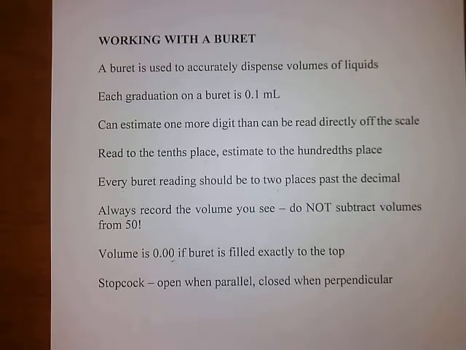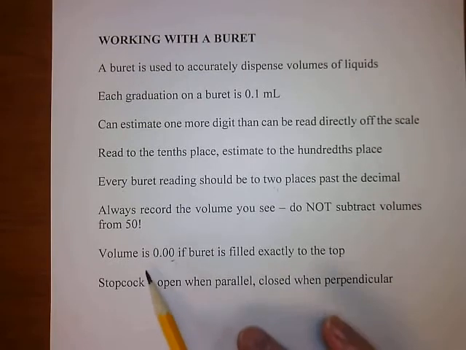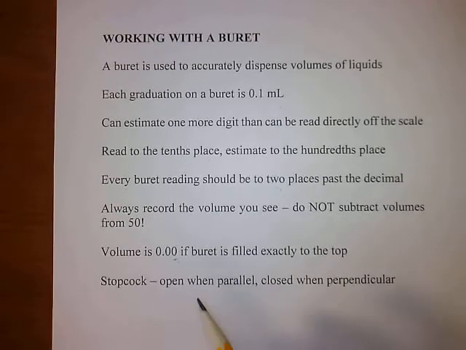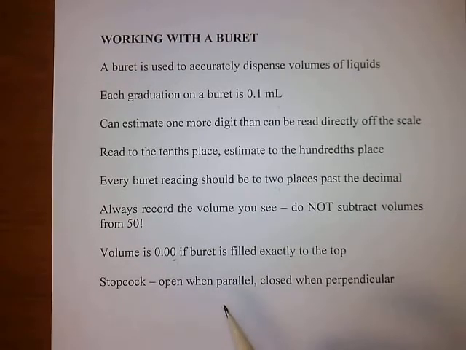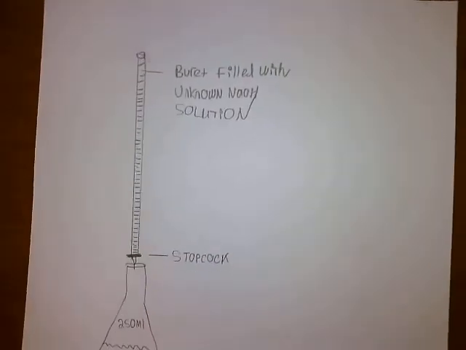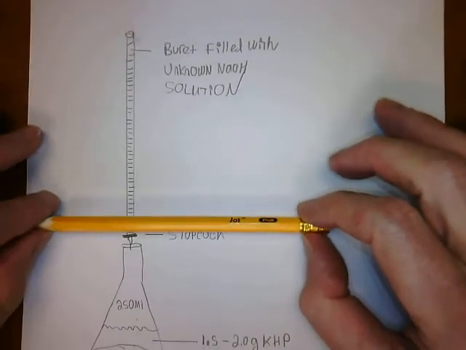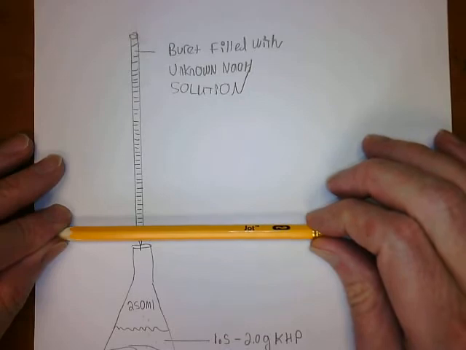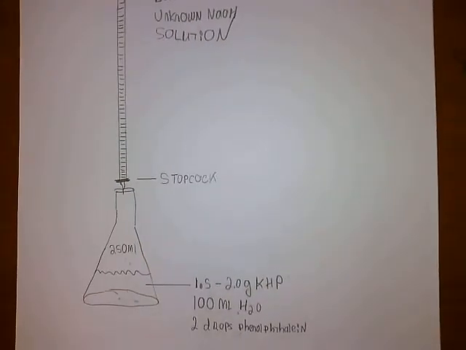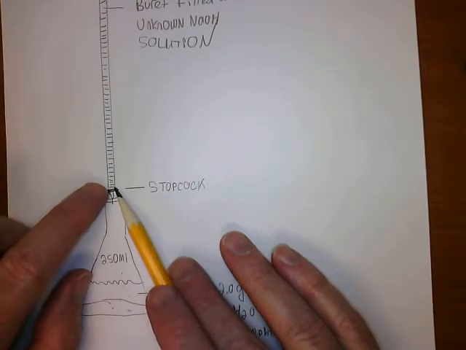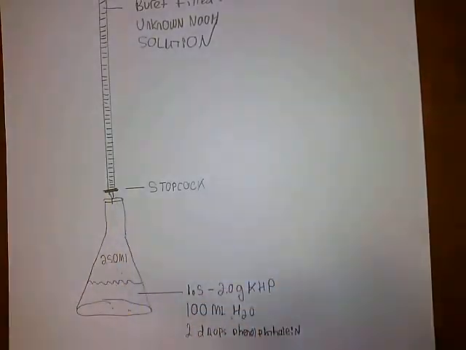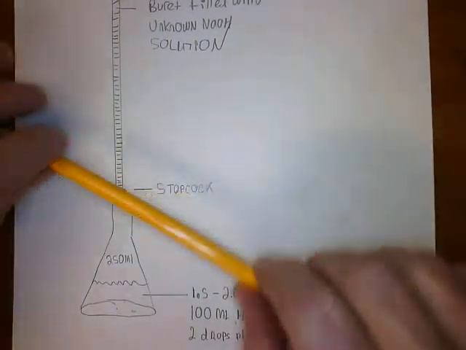And one last thing about working with the burette is the stopcock. That's the valve that you can open and close to dispense solution. The stopcock is open when it's parallel and closed when it's perpendicular. All right. So when you start your titration, it's perpendicular. You want to be sure it's perpendicular when you fill up the burette. Okay. When you start the titration, you turn the stopcock ever so slowly, until you turn it towards being parallel. One more time. Closed is perpendicular.